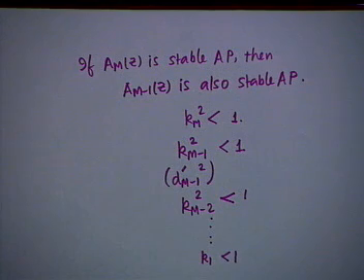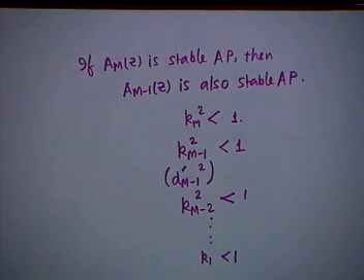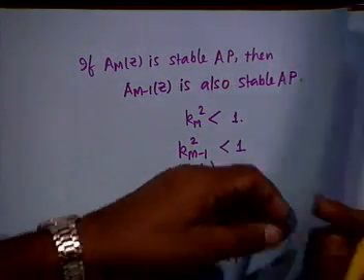Why don't you go to A0? Why do you stop at A1 of Z? A0 is trivial. What is A0 equal to? 1. The 0th order all pass function is 1. Now, enough of theory. If you have understood this, we will take a detailed example.